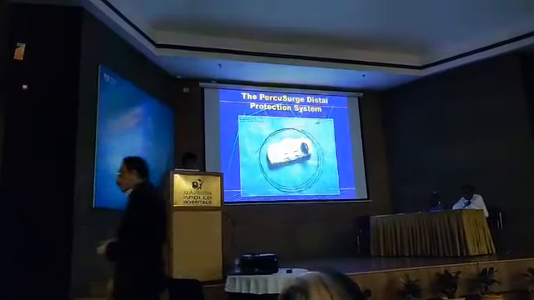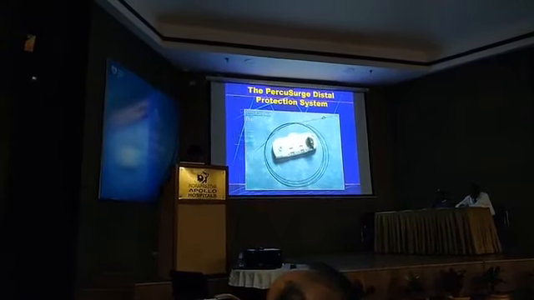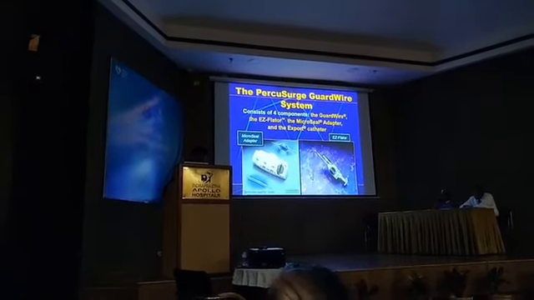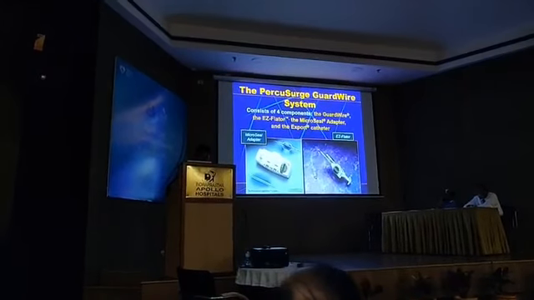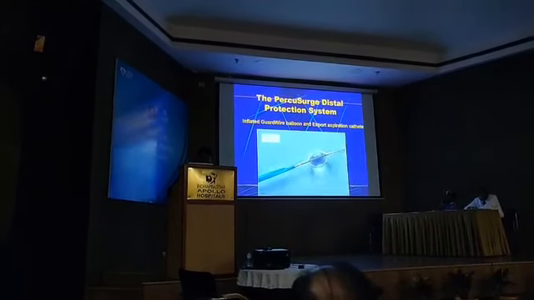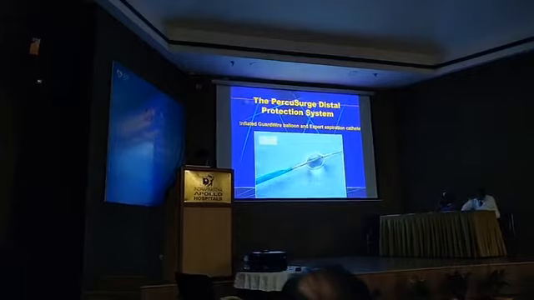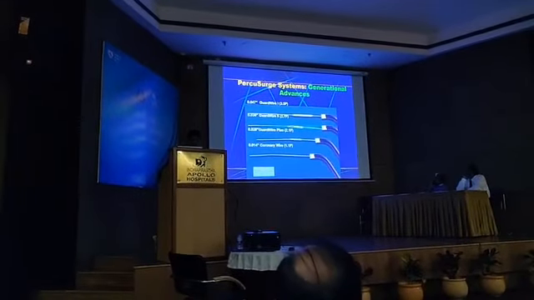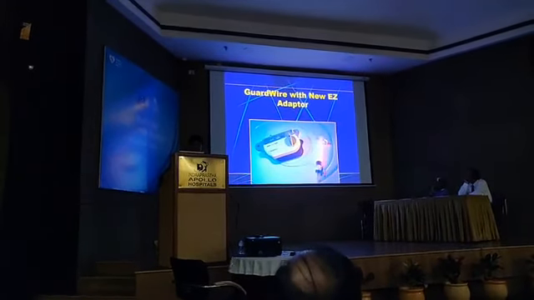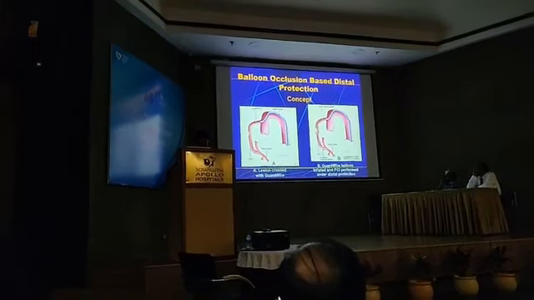the distal protection devices. The PercuSurge distal protection device, just to give an idea, consists of 4 components: the GuardWire, EZ inflator, MicroSeal adapter, and Export catheter. This is the inflated GuardWire and Export catheter system, with various generational advances in this GuardWire, including a new EZ inflator, and this is how it works.